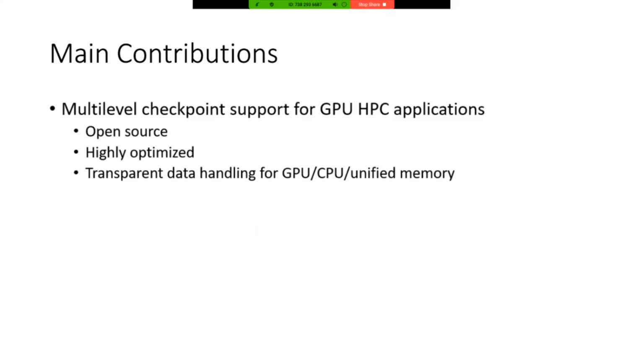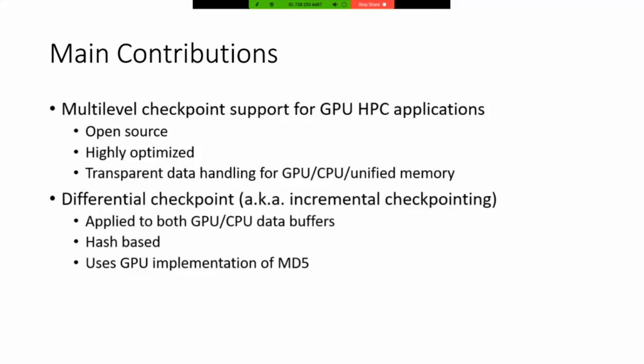And the main contributions are multi-level checkpoint support for GPU applications into an open source library, highly optimized. So we performed 5 optimization steps to increase performance. And the handling of the GPU, CPU, unified memory, buffers is transparent for the user. Apart from that, we also implemented a novel multi-level differential checkpointing mechanism that can be applied to GPU and CPU buffers, is hash-based, and uses a GPU implementation of the MD5 algorithm.